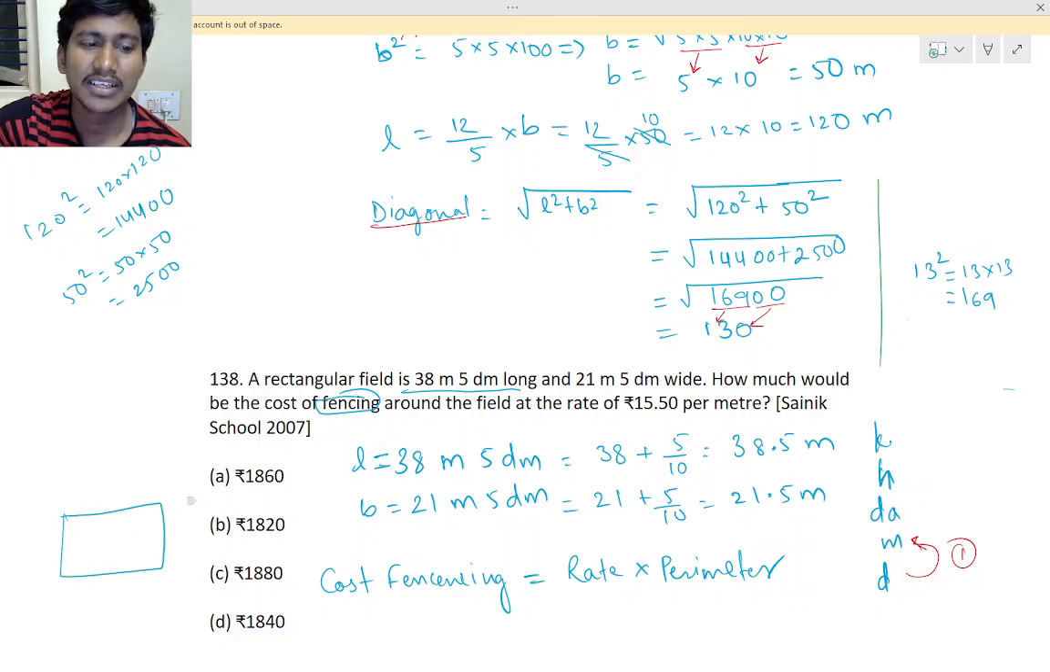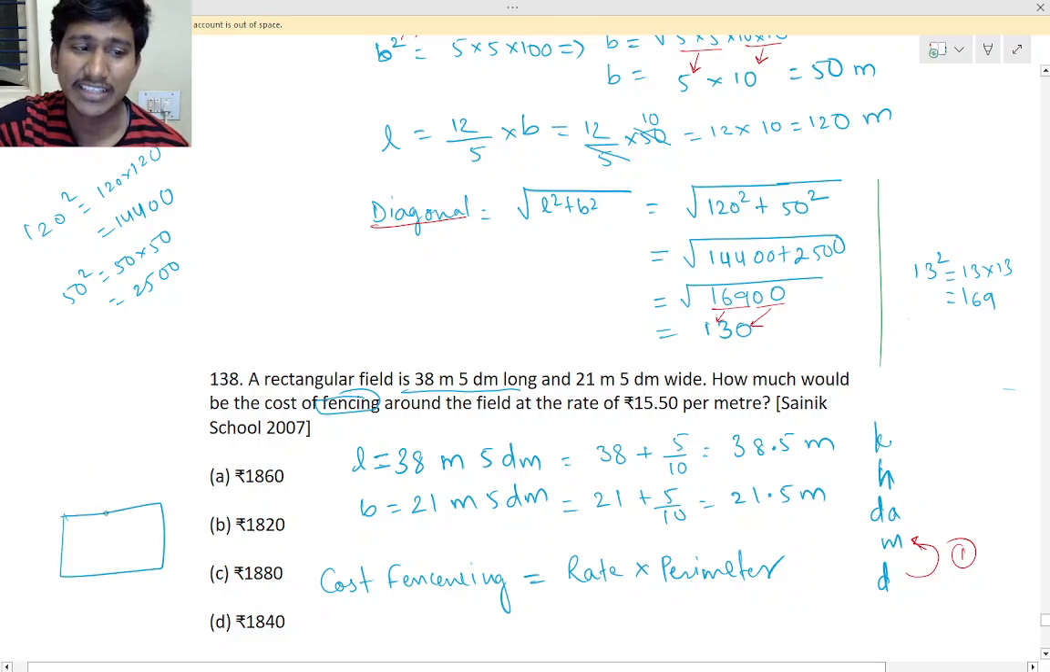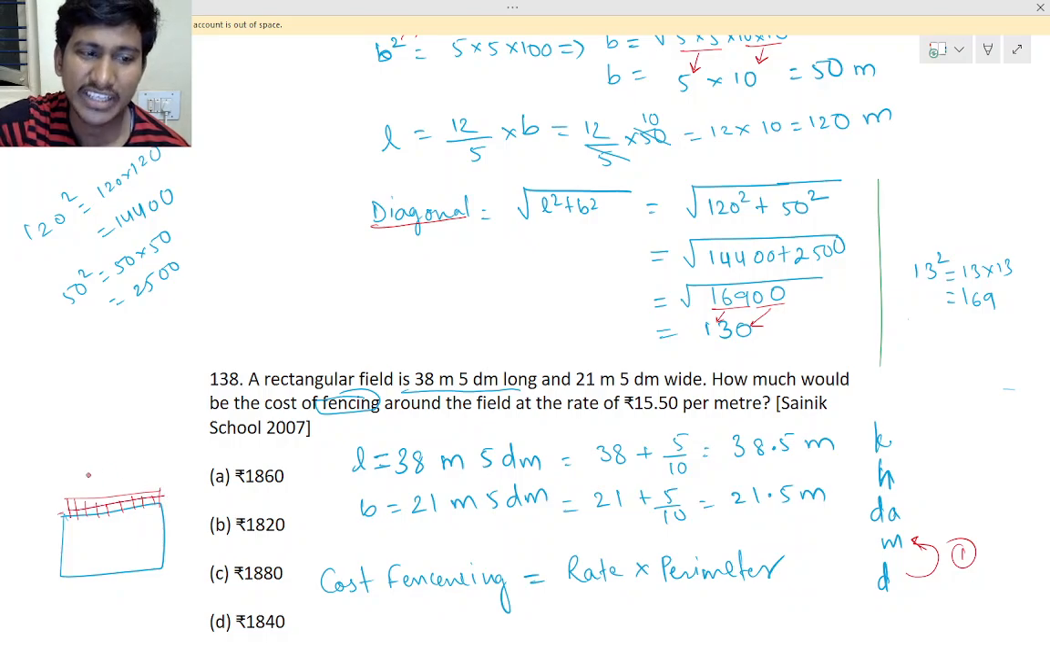Fencing means laying the boundary, right? So where do we fence? That will be like this. They will lay the fence, right? Yes, isn't it? That is the boundary. So fencing will be on the boundary. So that is why we have to find the perimeter.